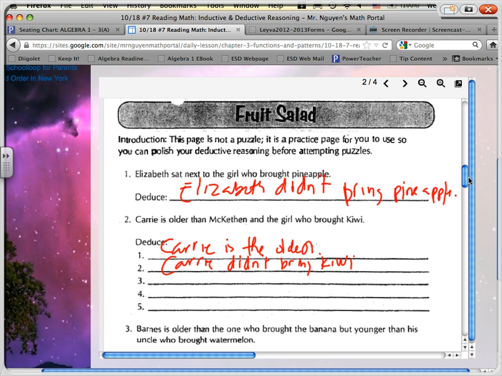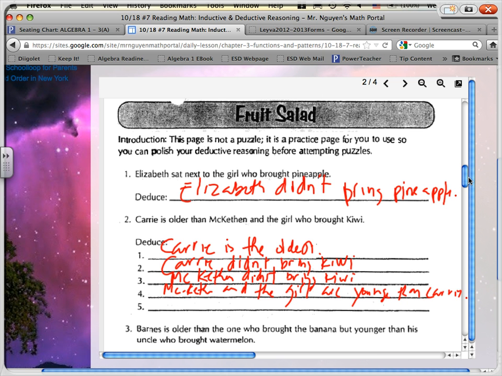The girl brought kiwi. Did McKeithen bring kiwi? No, then can you also say that McKeithen didn't bring the kiwi? Okay. What else? The girl and McKeithen are younger than Carrie. Thank you. You can say that too. The girl and McKeithen are younger than Carrie.